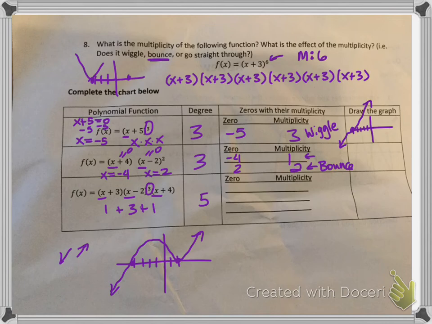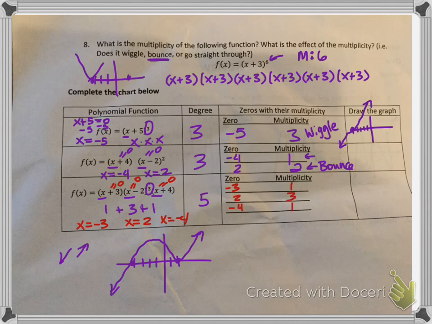Let me change colors to do the next one. Okay, the next one we have 3 different factors. We're going to set each one equal to 0. If we subtract 3 here, we get x equals negative 3, we get x equals positive 2, and we get x equals negative 4. So we have negative 3, 2, negative 4. Negative 3 happens one time, positive 2 happens 3 times, and negative 4 happens one time.